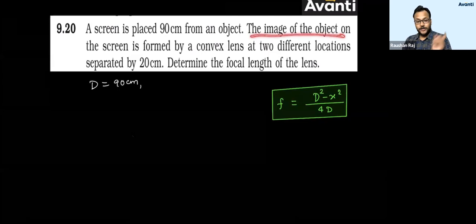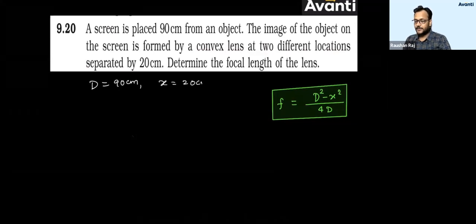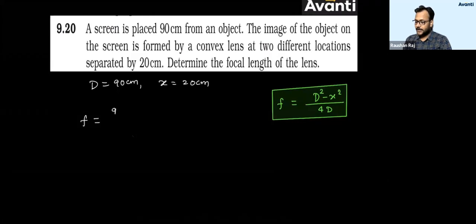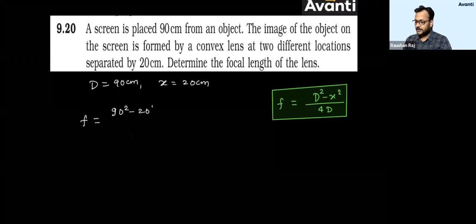Image of the object on the screen is formed by a convex lens. The convex lens is at two different locations separated by 20 centimeter. That means U2 minus U1 is X, and that X is given to us as 20 centimeter. So distance between those two locations is given to you, that is 20 centimeter. You need to find the focal length. So put the value, get the answer. 90 square minus 20 square divided by 4 into 90.